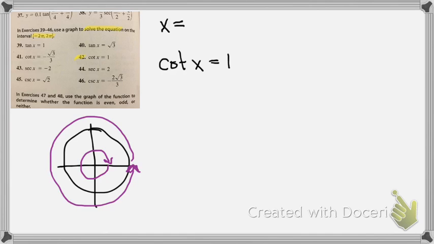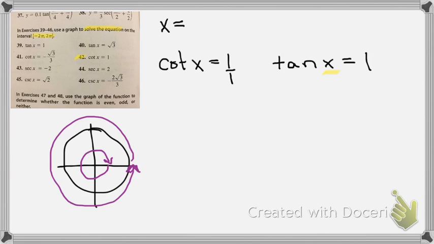I would rather see this as tangent, because I know it's connected. I know that tangent and cotangent are reciprocals of one another, flipped fractions. So if cotangent is 1, that's really like 1 over 1, it means tangent would be 1. That's nice. So then I can think about where is tangent, what angles make tangent equal to 1.